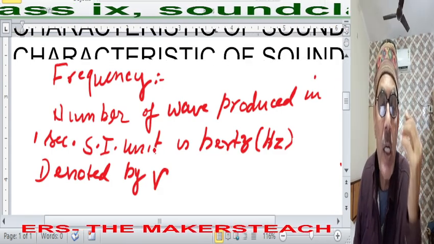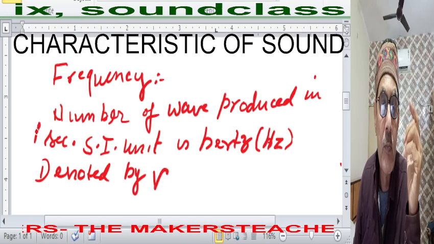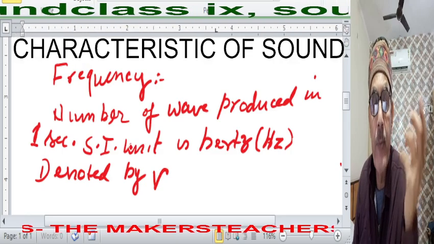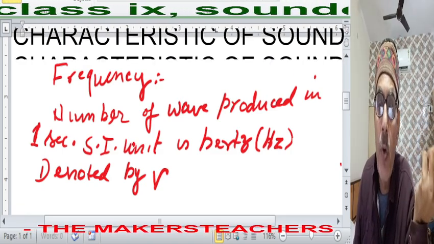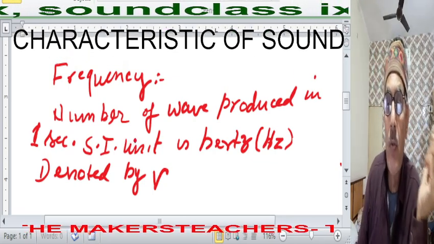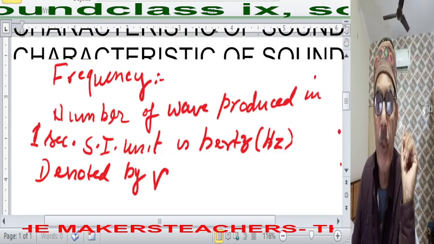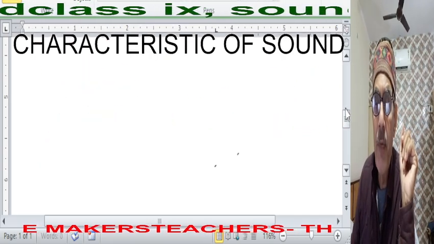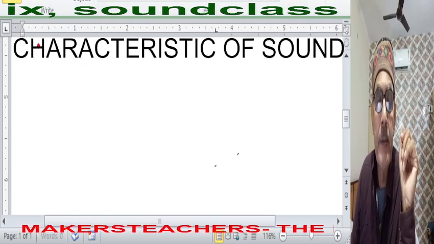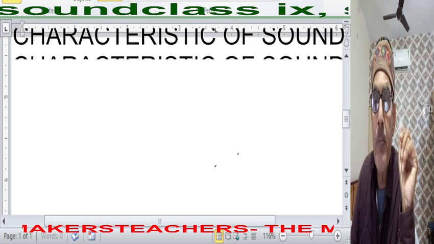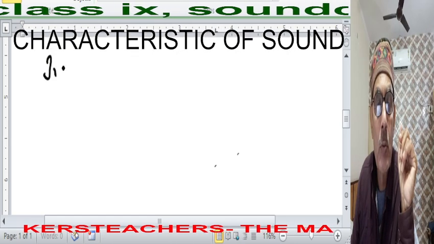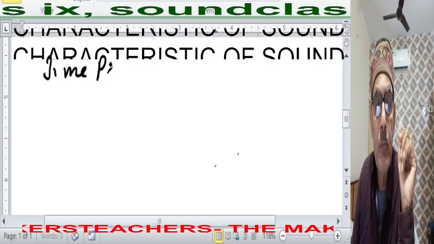Suppose 1 second में 4 waves produce हो रही है तो वेव की फ्रिक्वेंसी होगी 4. 5 waves प्रोड्यूस हो रही है तो वेव की फ्रिक्वेंसी होगी 5. 6 वेव प्रोड्यूस हो रही है तो वेव की फ्रिक्वेंसी होगी 6. ओके. आफ्टर फ्रिक्वेंसी we come to the time period. What is time period?